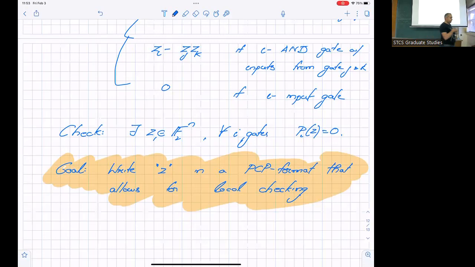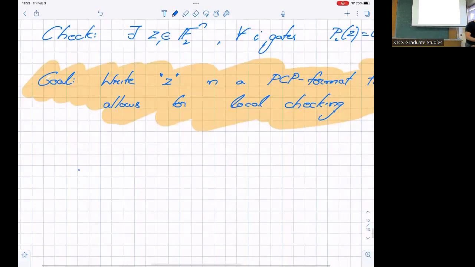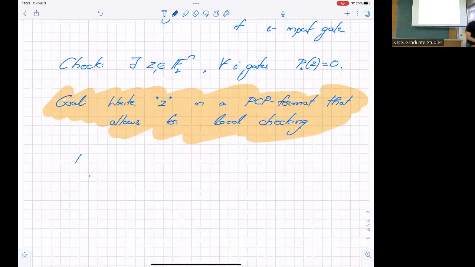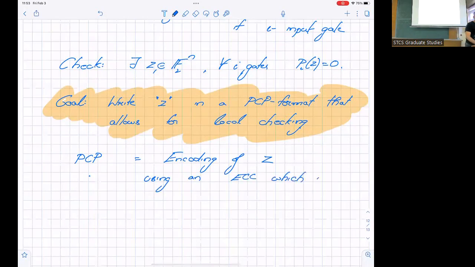So that's what we want to do. We will encode the PCP. The PCP is going to be some encoding of Z using an error correcting code which is locally testable. Now, what is a good locally testable code?